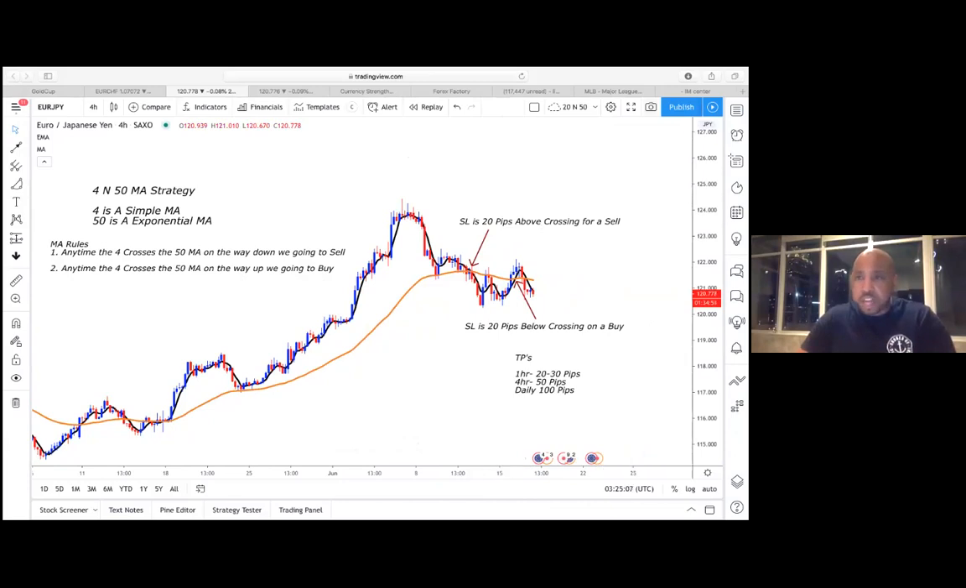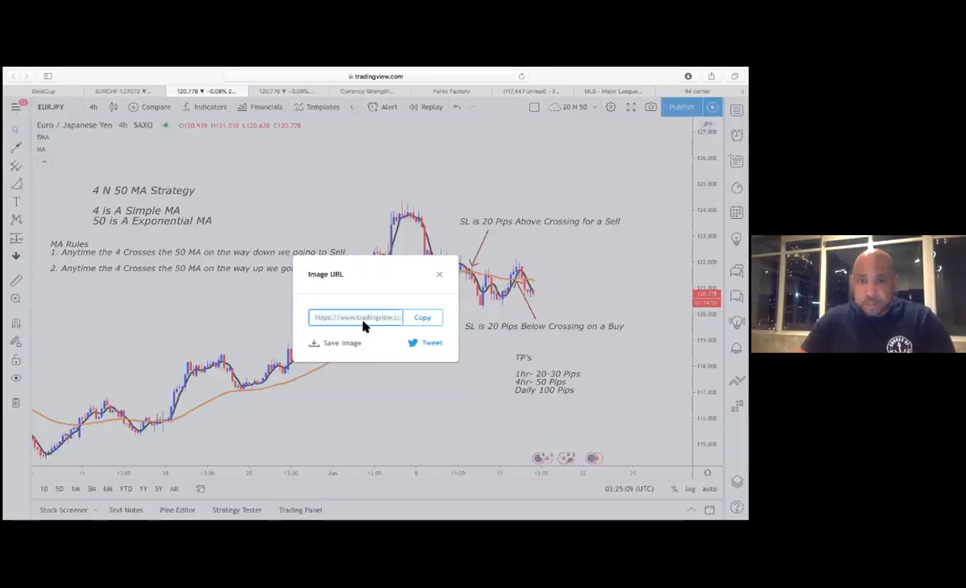So I'm going to copy this and put it on the chat. You guys can have it, study it, guys. Remember, the 4 is a simple moving average. The 50 is exponential. I hope you guys got some valuable lessons today.